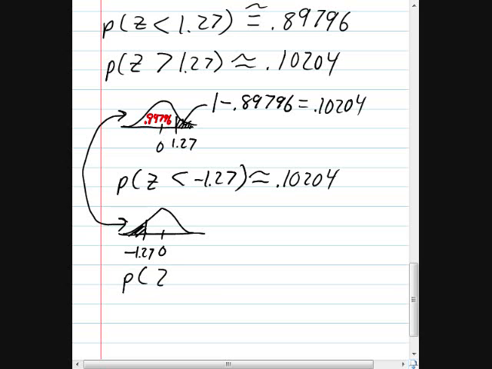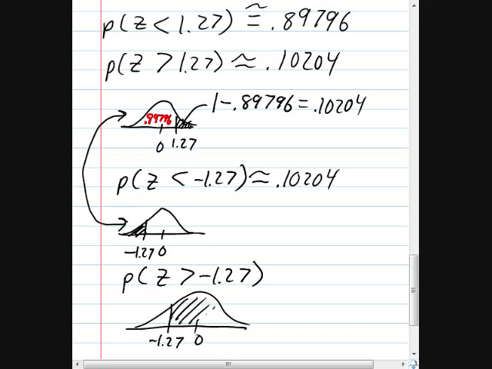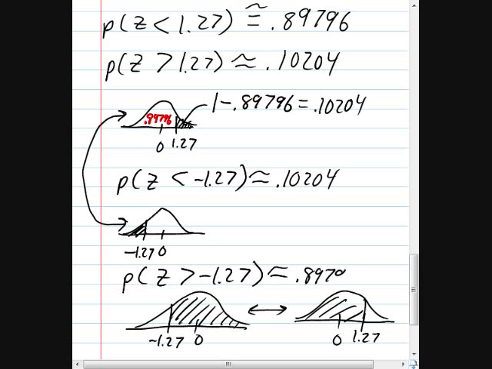Likewise, if I wanted the probability that a standard normal is greater than negative 1.27, I can draw a rough sketch of the curve, centered at 0, negative 1.27 is over here. I want z's bigger than that number, so I'm looking for this area. And using the same logic we used before, this is equivalent to finding this area, the first problem we solved. So that's approximately 0.89796.